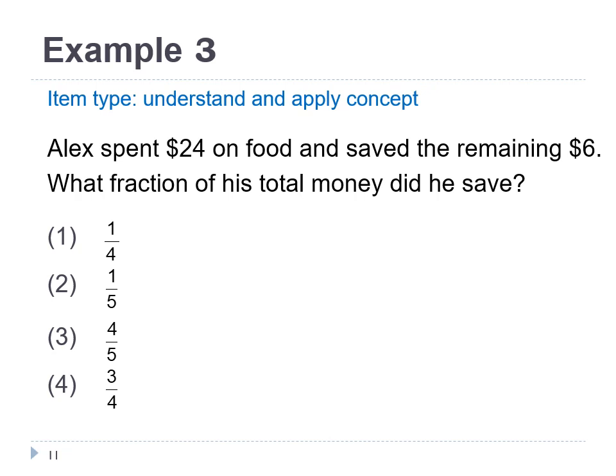So what fraction of the total money did he save? Because he saved the remaining $6, so the numerator will be 6 out of the total, and the total in this case is 24 plus 6, which is 30. So the fraction that he saved will be 6 out of 30 equals to 1/5 after simplifying.